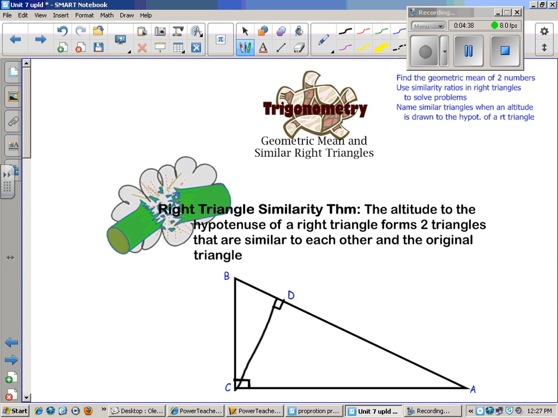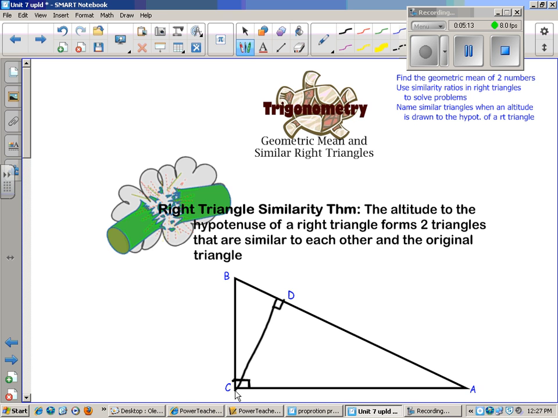I call them baby bear, mama bear, and daddy bear, because there's a little one here, a medium one here, and then the big one, which is the original big triangle. So it's three similar right triangles. Tomorrow we're going to learn how to find missing sides using these right triangles, but today we're just going to learn how to write similarity statements and how to calculate geometric mean, and then we'll put those two things together tomorrow and learn how to calculate sides.